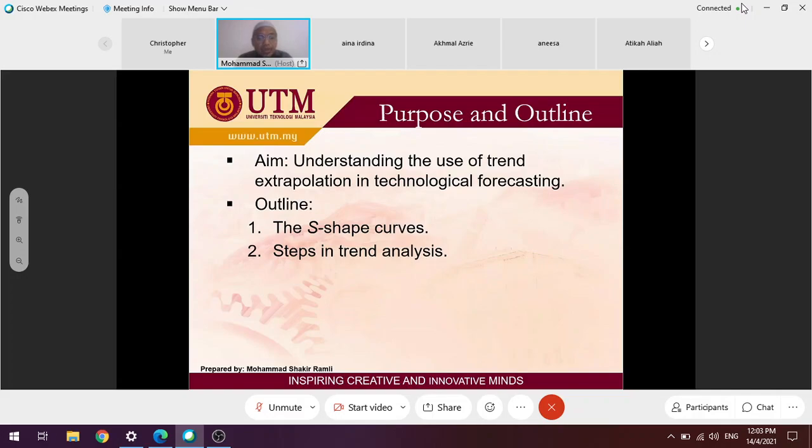Today's lecture is still on understanding extrapolation in technological forecasting. We focus more on technological forecasting. On Monday, it was just a brief concept on trend analysis, and we used regression line, single or multiple regression, to extrapolate for forecasting. So today, first I will talk about S-shaped curves, and then steps in trend analysis, especially in technological forecasting.